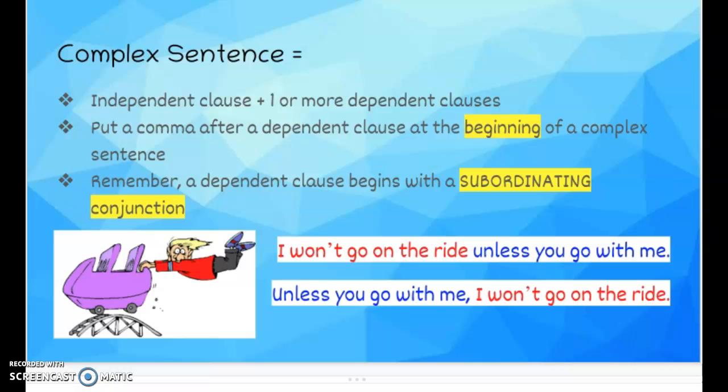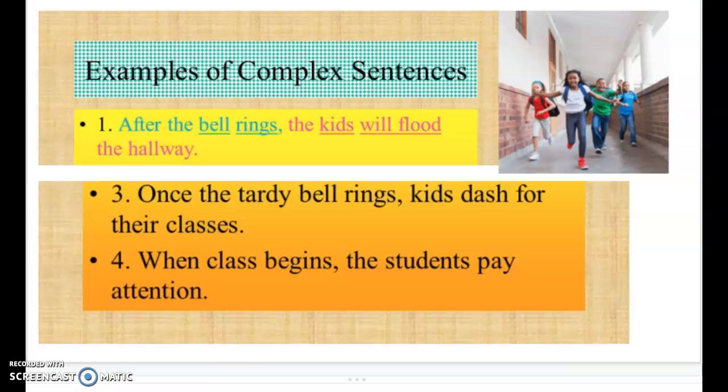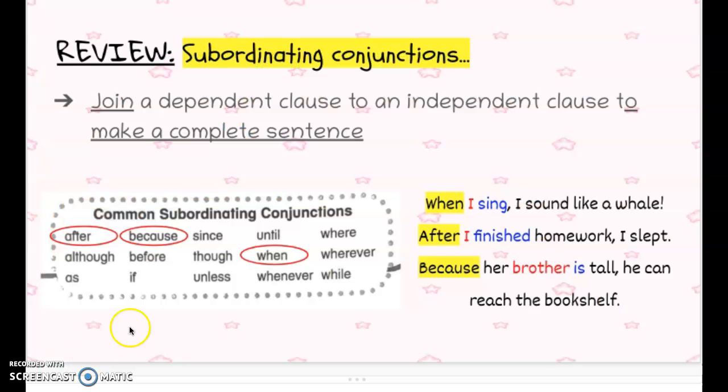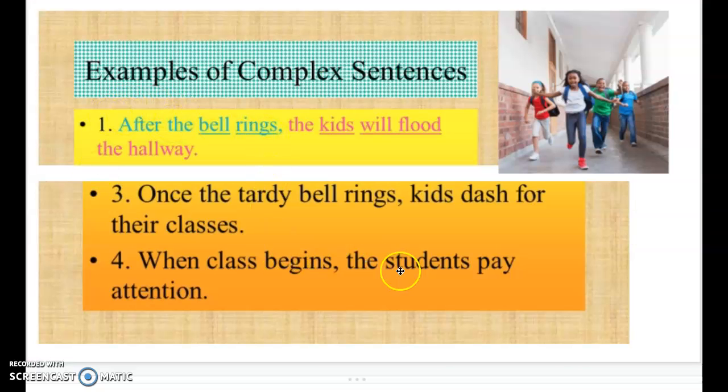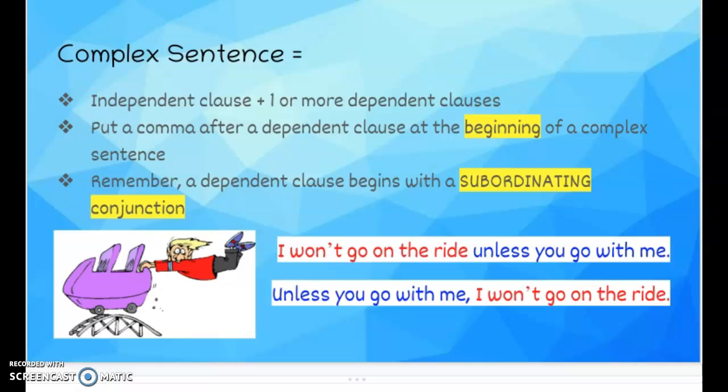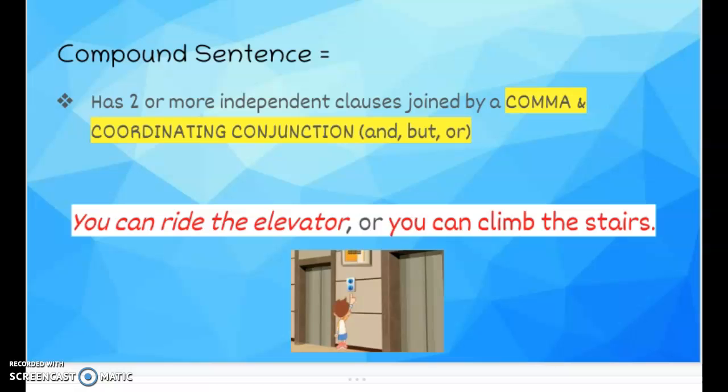Other examples. After the bell rings, comma, the kids will flood the hallway. What is the subordinating conjunction here? After, very good. Another example. Once the tardy bell rings, comma, kids dash for their classes. Our subordinating conjunction is once. When class begins, comma, the students pay attention. Subordinating conjunction, when. So a complex sentence combines an independent clause with a dependent clause. Compound sentences are just two or more independent clauses.